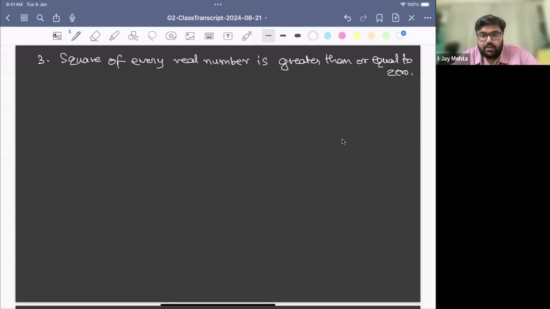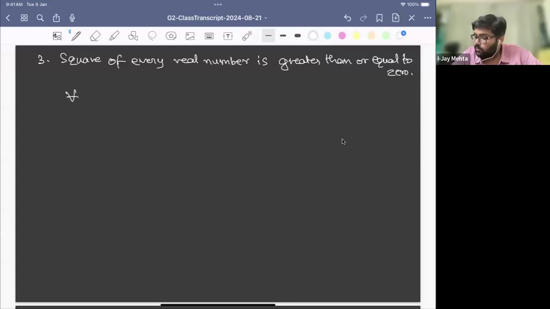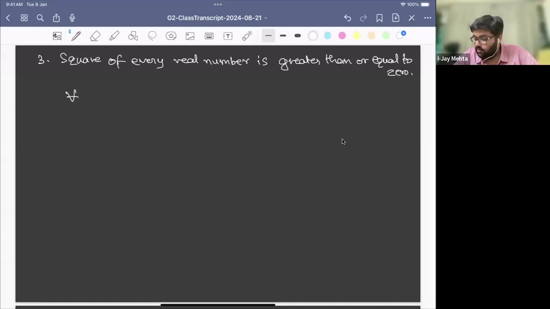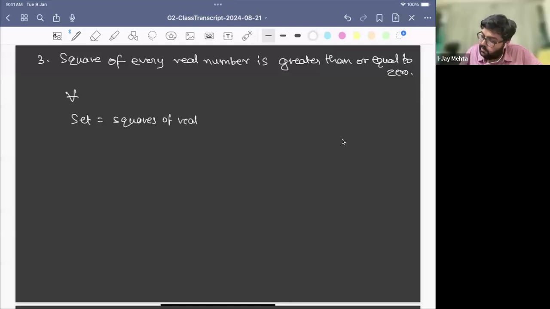Okay. What is the set and how do I write it in terms of quantifiers? The set is the set of squares of the real numbers. So the set is every, given any, what are we talking about? Squares of real numbers. Okay, so the set is squares of real numbers.